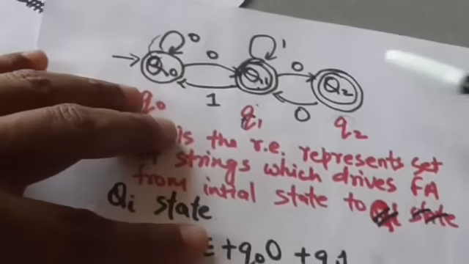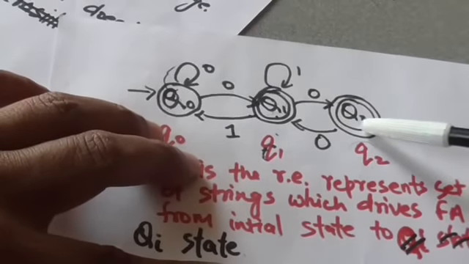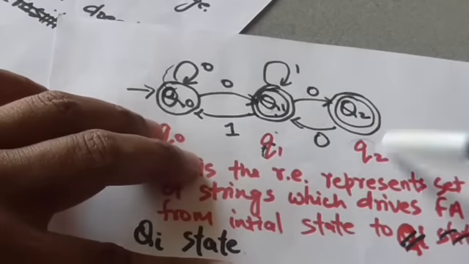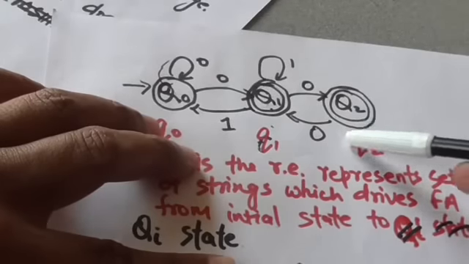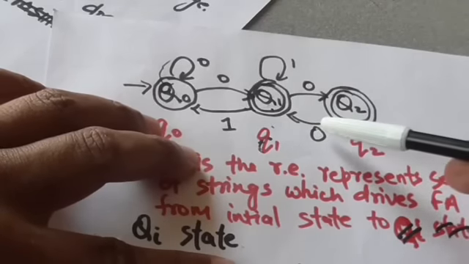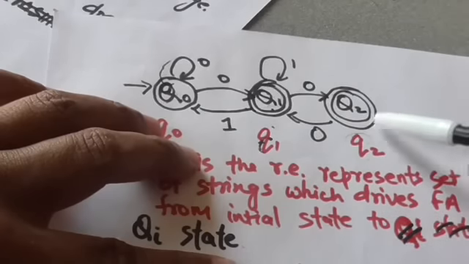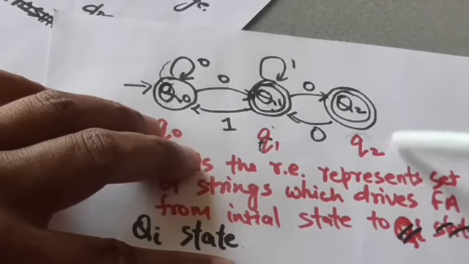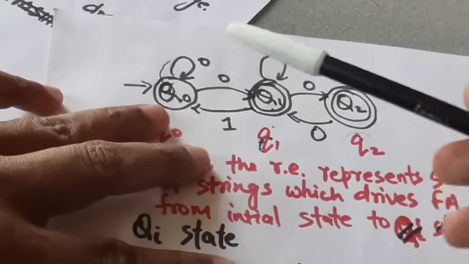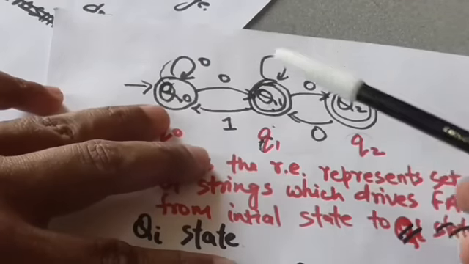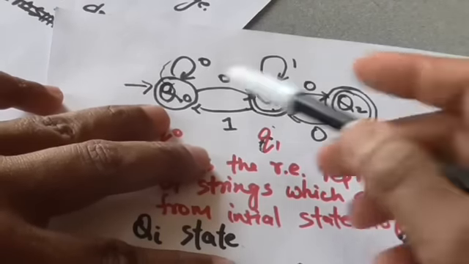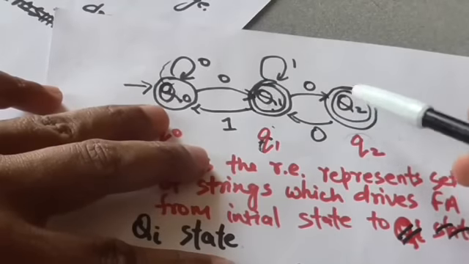Similarly, see, when the machine is in Q2 state and it reads input symbol 0, then it jumps to Q1 state. Now, when the strings of regular expression Q2 are concatenated with input symbol 0, then the strings which we get after concatenation will be the strings which will drive the finite automata from its initial state to Q1 state, because the strings of regular expression Q2 drive the finite automata from its initial state to Q2 state.